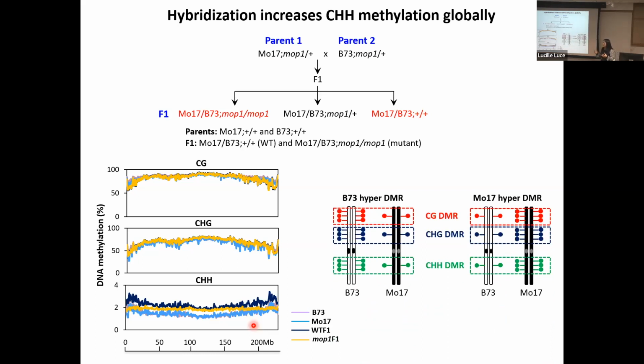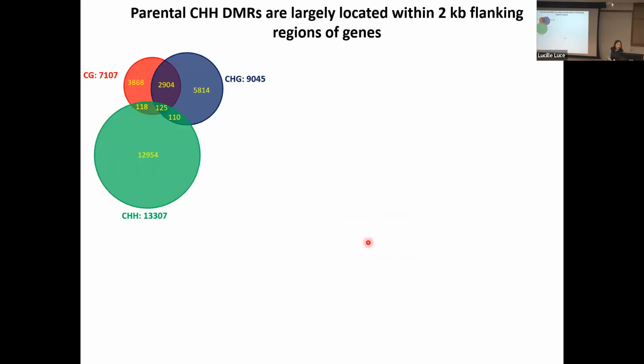Later on, we focused on differentially methylated regions, which we call DMRs here. We want to identify the parental DMRs. You can see this parent has higher methylation. We call this a B73 hyper DMR, which means B73 has higher methylation. Then we want to see how the pattern of these parental DMRs looks. We identified over 7,000 CG DMRs, 9,000 CHG DMRs, and CHH even up to 13,000. These are between the two parents.